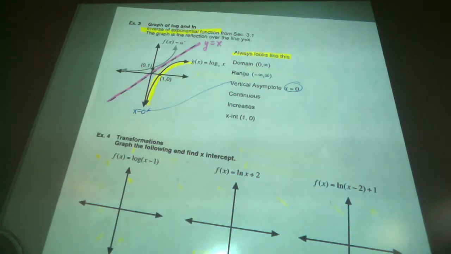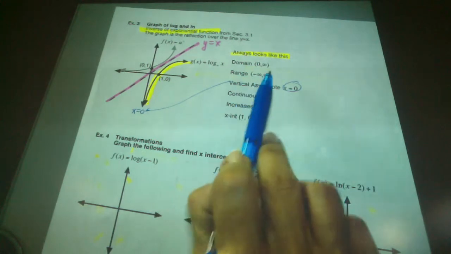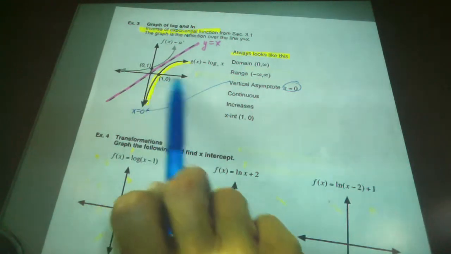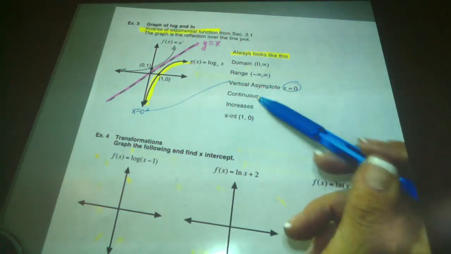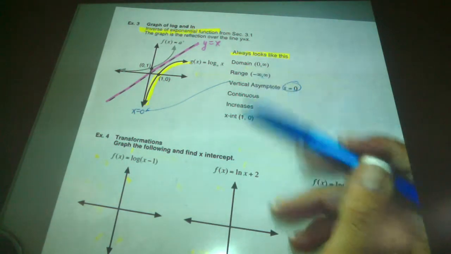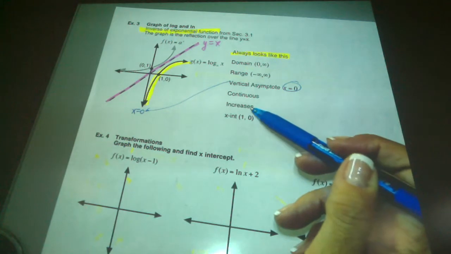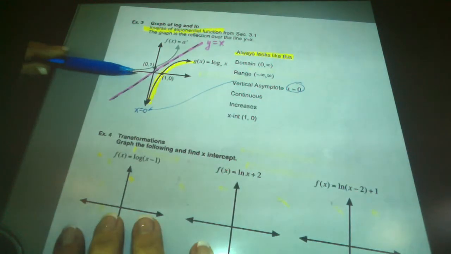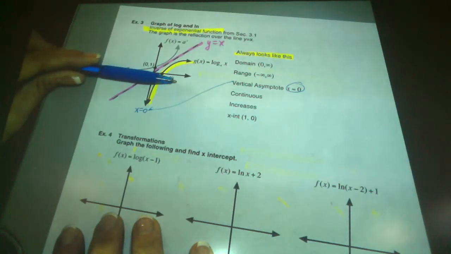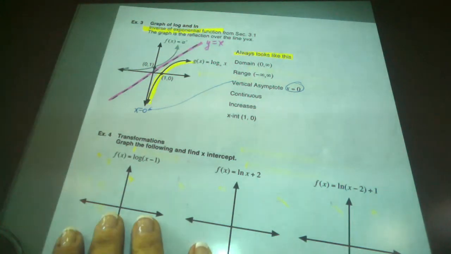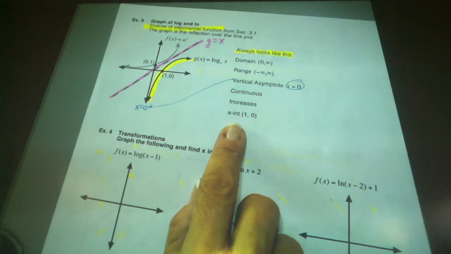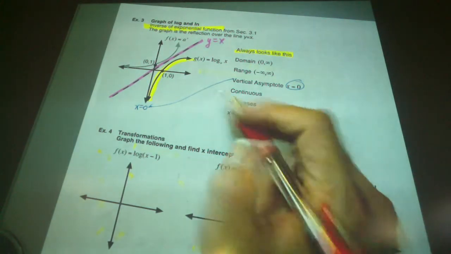This graph is continuous over all of its x values on the domain. So even though the domain is restricted, it is still continuous along that domain. There are no holes in the function. And you're going to have a couple of questions on your homework that asks you these. It is always increasing because we always go from left to right, determine increasing versus decreasing. So as I go from left to right, the graph is always getting bigger and bigger and rising. The x-intercept is 1, 0. This is a very important point.